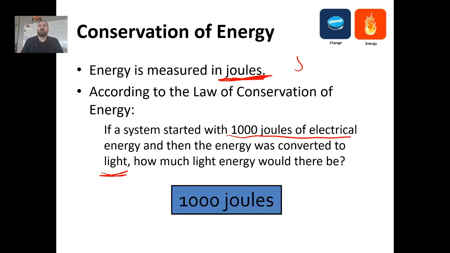So this is theoretical. It's never 1,000 joules. You always lose some energy to the wires, because the wires also heat up, and heat takes away from that energy. But theoretically, you should get 1,000 joules, but you never will. Just a heads up.